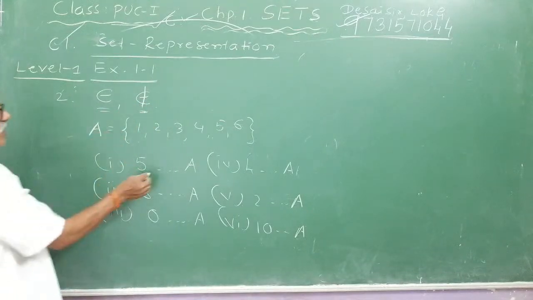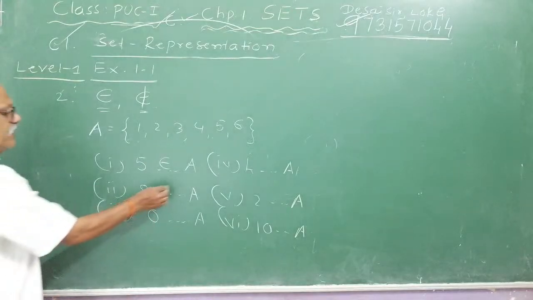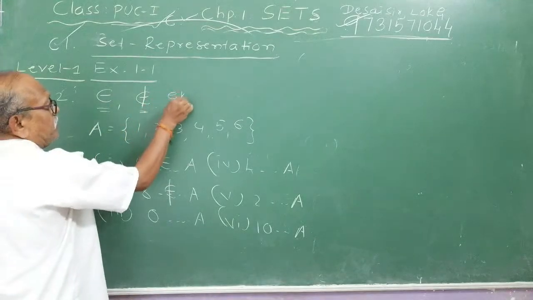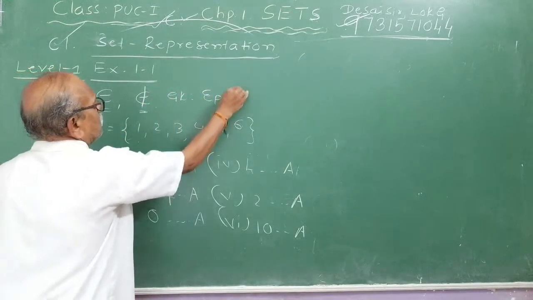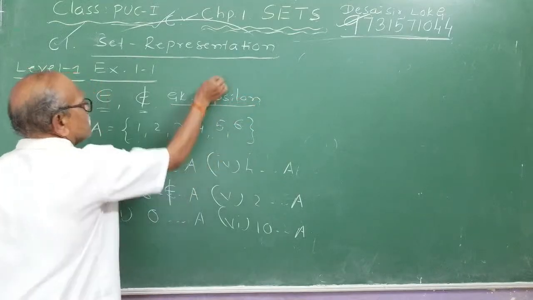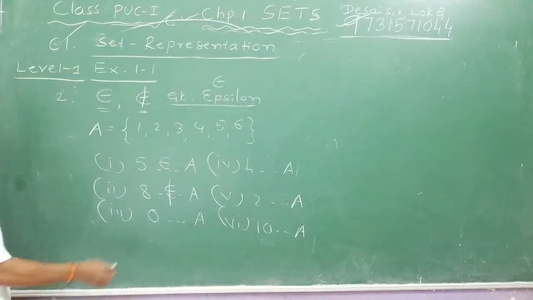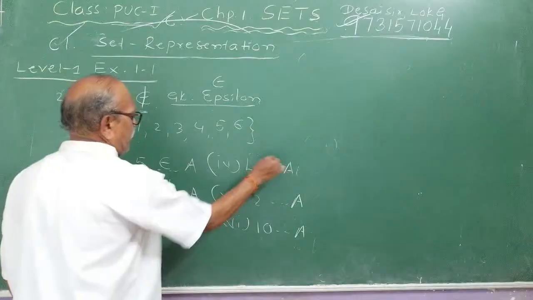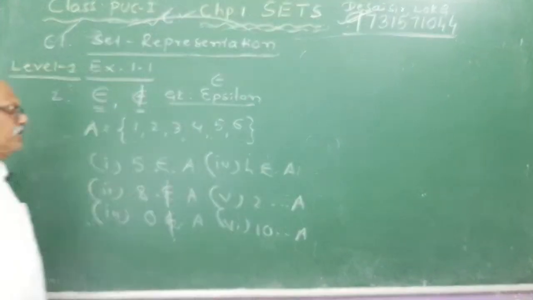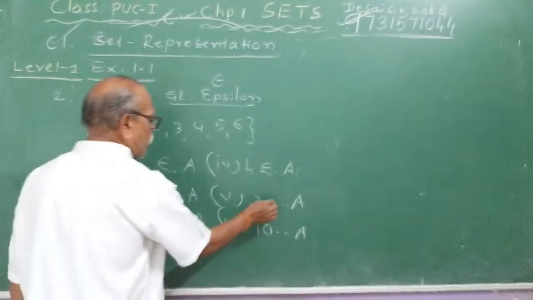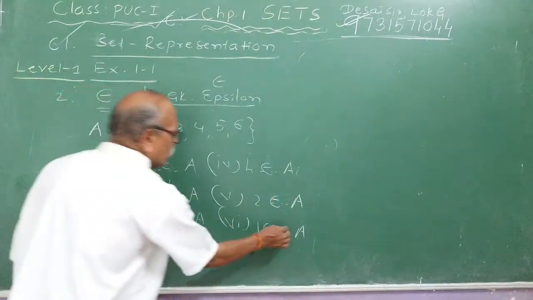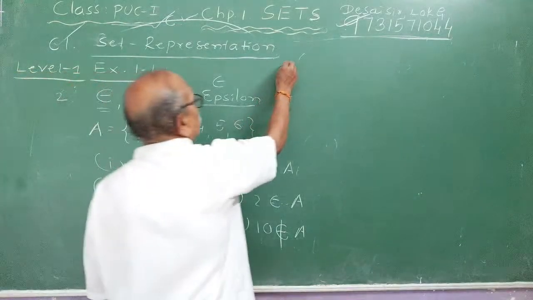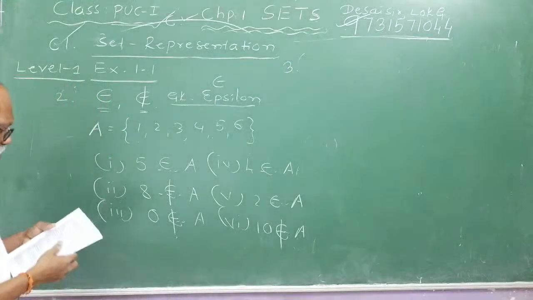Does 5 belongs to A? Yes, belongs to A. 8 doesn't belongs to A. Epsilon. This symbol is a Greek symbol. Meaning of it is epsilon. Remember, if anybody asks you, you can answer. It is a Greek symbol, epsilon. 0, not present in it, therefore does not belongs to. Fourth, belongs to A. 2 belongs to A. What about 10? Does not belongs to A. Just the author is trying to make you to learn use of symbol belongs to.